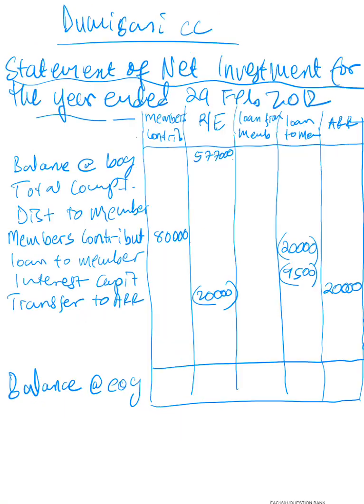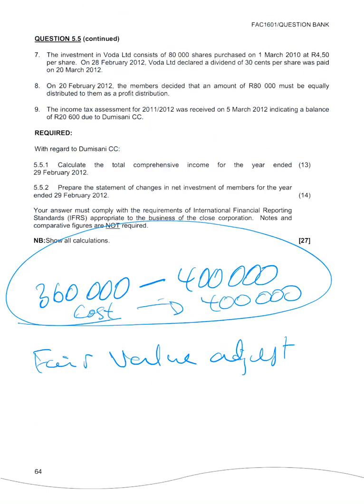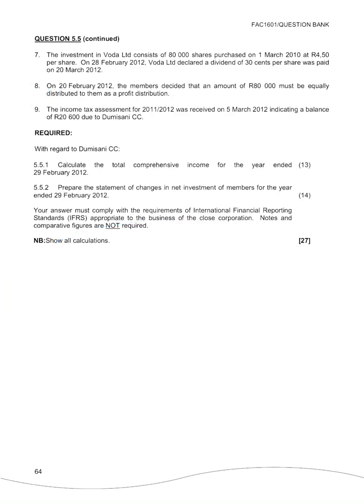Right, next, number 8. On 20 February 2012, the members decided that an amount of 80 must be distributed to them. So let's write a note about distribution to members.